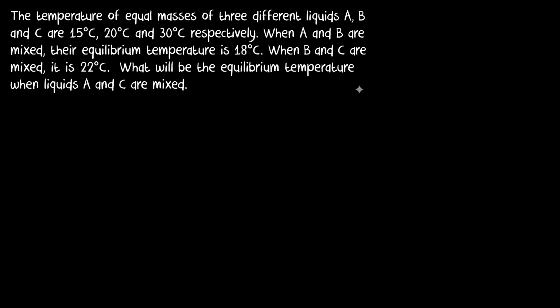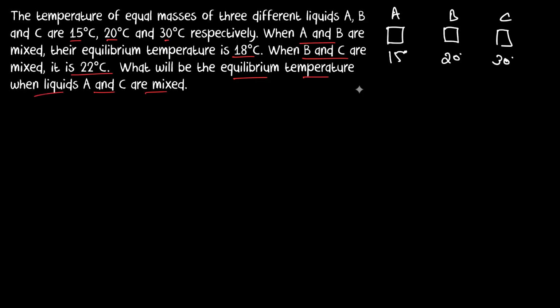Now the temperatures of equal mass of three liquids A, B and C are 15, 20 and 30. So we'll draw these three liquids. First one is A, second is B and third one is C. This one is 15 degrees, this one is 20 degrees and this one is 30 degrees. Right. Now when A and B are mixed, the equilibrium temperature is 18. When B and C are mixed, the equilibrium temperature is 22. What will be the equilibrium temperature when liquids A and C are mixed?